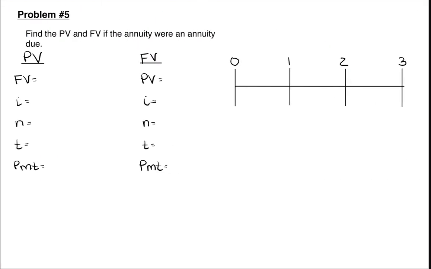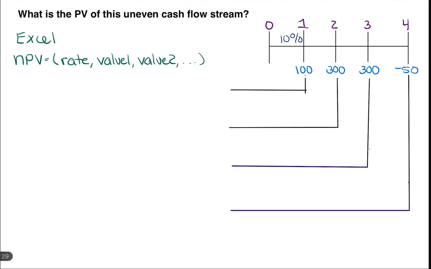We're going to skip this example because we did both the annuity due and the ordinary annuity, and move on to uneven cash flows. To calculate uneven cash flows, there are 2 ways. We can do it by hand and calculate the present value of each cash flow, or we can use Excel, which you will see in the videos, as net present value.